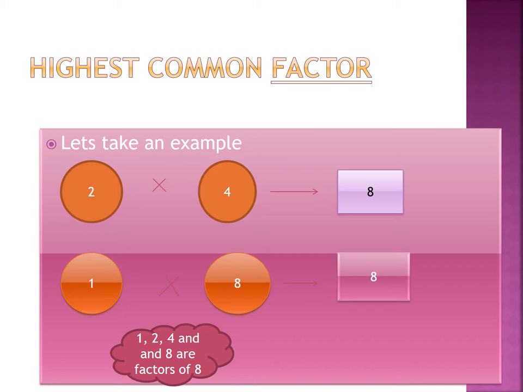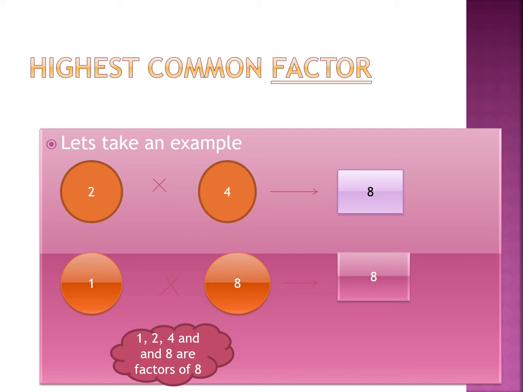As you can see from the picture, 2 multiplied by 4 is equal to 8, and 1 multiplied by 8 equals 8. So there are a total of 4 tables in which 8 appears: 1, 2, 4 and 8. These 4 numbers, 1, 2, 4 and 8, are the factors of 8, because 8 appears in these 4 tables. So this is what a factor is.